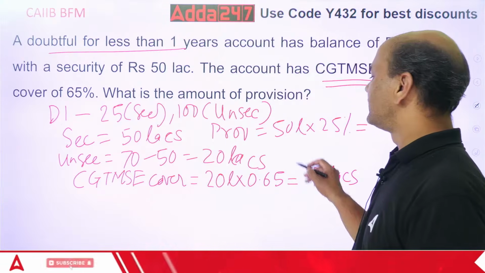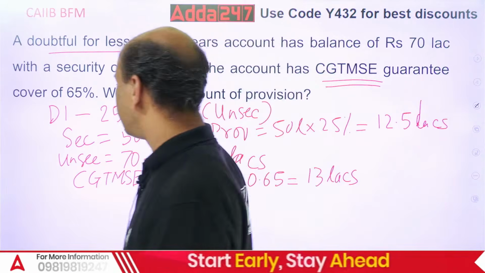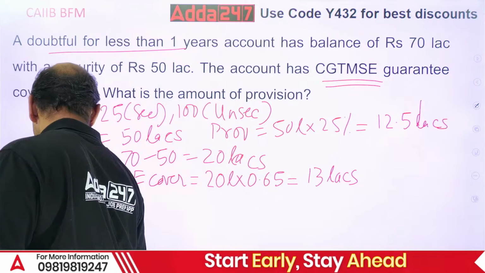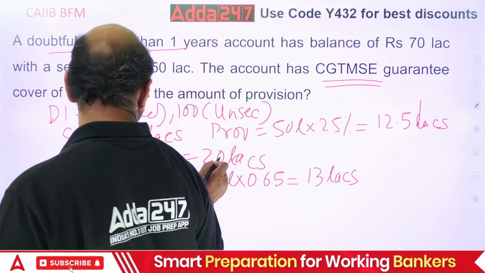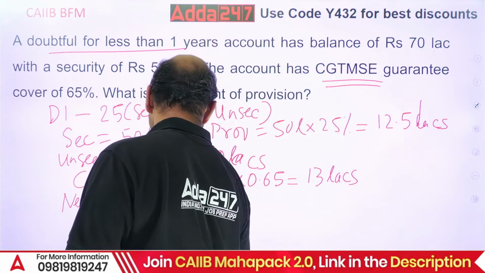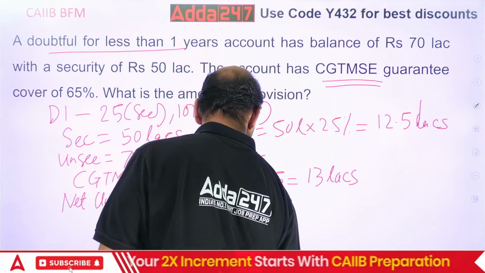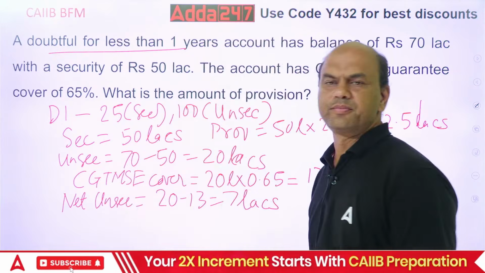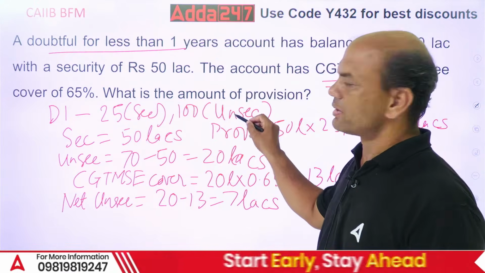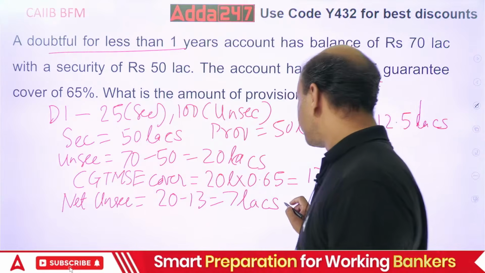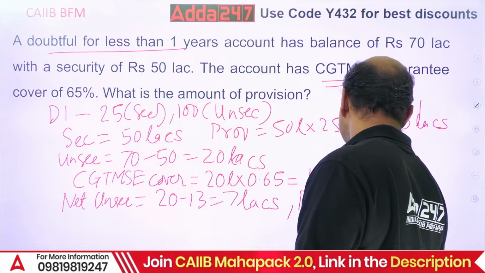So this cover needs to be subtracted now. So my net unsecured part is what? Net unsecured part equals to 20 lakhs minus 13 lakhs. That is equal to 7 lakhs. So this is my net unsecured part. For this net unsecured part, I will make a provision of 100%. So my provision over here will be 7 lakhs.